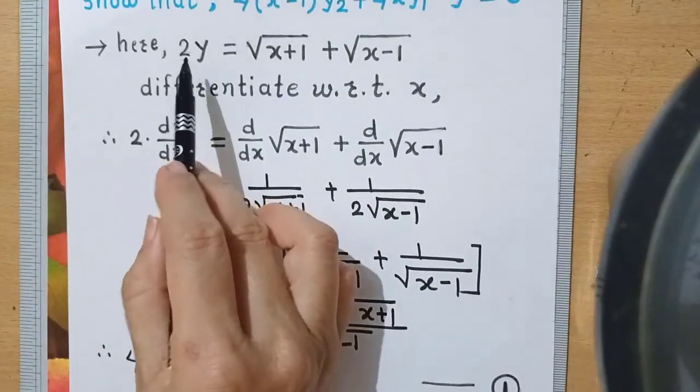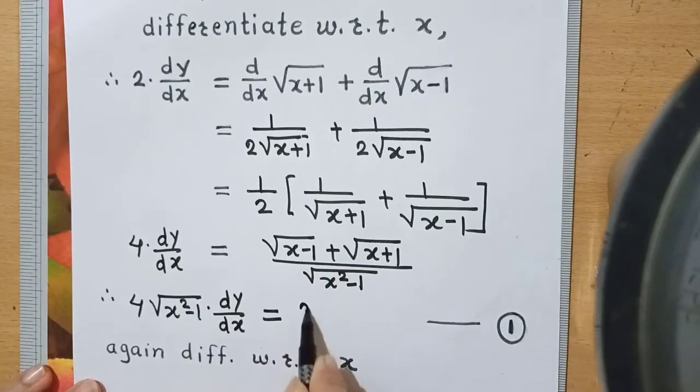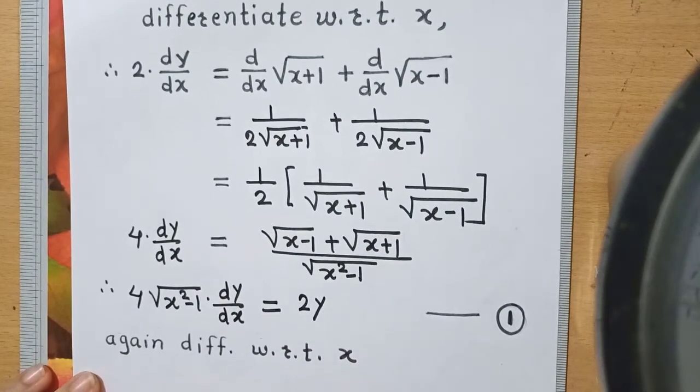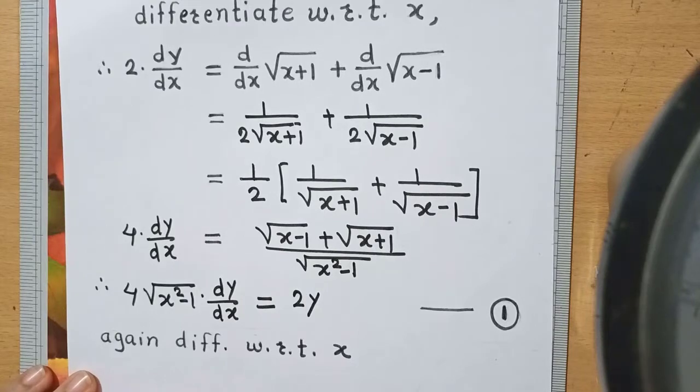This numerator means nothing but 2y. So here we will write 2y. Say this is equation number 1.